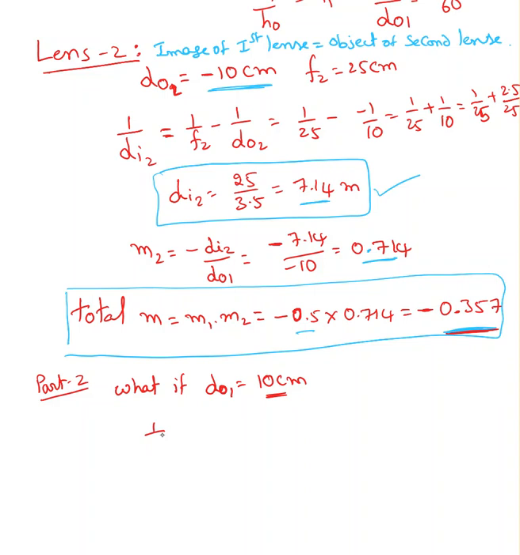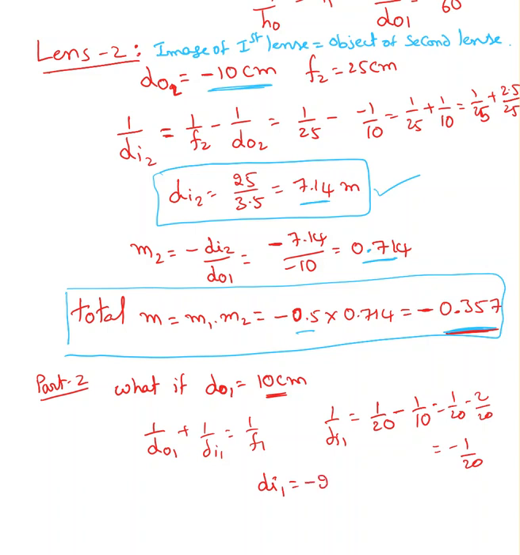So 1 over distance of object 1 plus 1 over distance of image 1 equals 1 over f1. So 1 over distance of image 1 is 1 over f1, which is 20, minus 1 over 10. That value is 1 over 20 minus 2 over 20, which is minus 1 over 20. So the distance of image 1 is negative 20 centimeters.